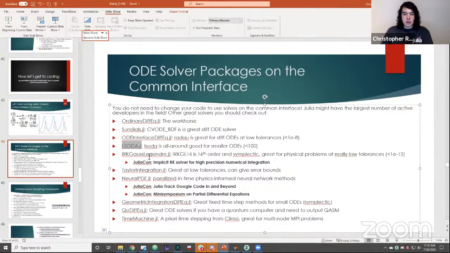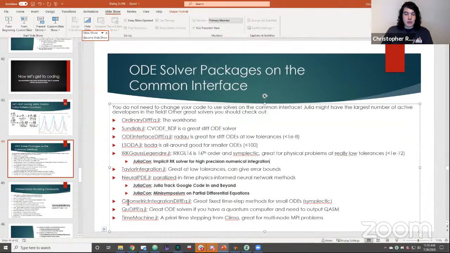Some researchers in symplectic methods have recently created a 16th order symplectic method, which is really good for physical problems at low tolerances. They have a JuliaCon poster. Please check out this poster and utilize this method where appropriate. TaylorIntegration.jl utilizes a Taylor integration technique, which is good at low tolerances and can give automatic error bounds. NeuralPDE.jl utilizes physics-informed neural networks to solve the ODE, and there are 2 different talks about this. One is a lightning talk by a Google Summer of Code student, so this shows that these tools are accessible for even high schoolers to work on. And there's also a talk in the mini symposium on partial differential equations on NeuralPDE.jl.